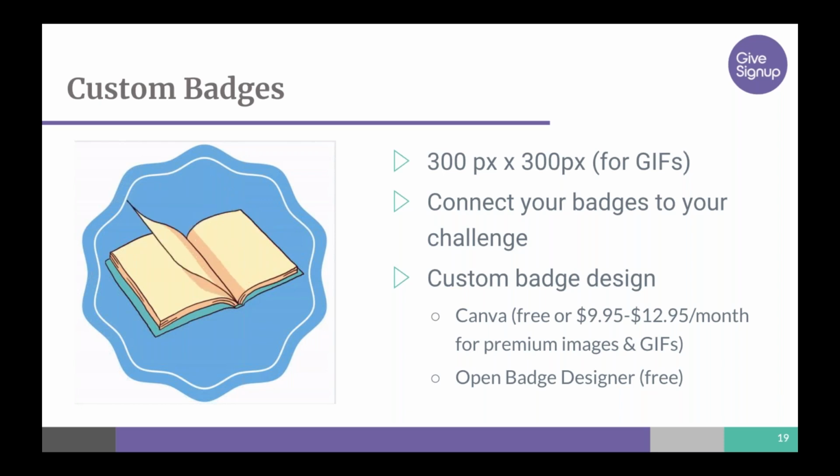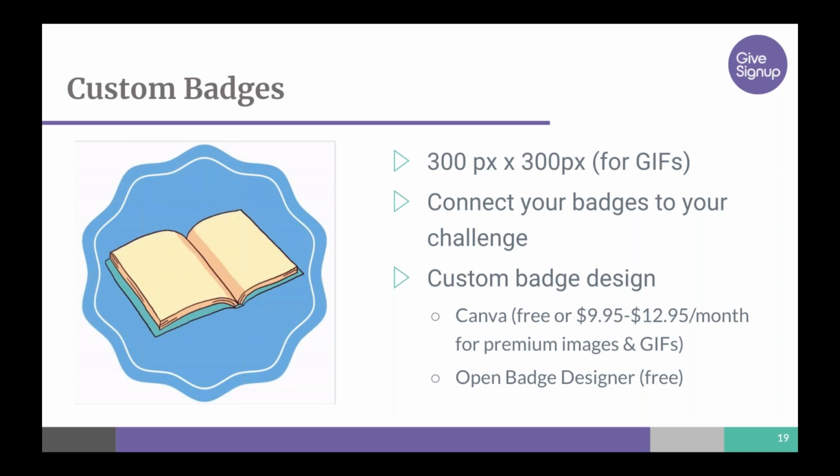So when you're creating custom badges, the best size is going to be 300 by 300 pixels. And there's a little note there on the upload that says that. And you are able to upload static images, or you can upload GIFs. There's a little bit of controversy about how one says that. So there's a couple different options for this custom badge design.